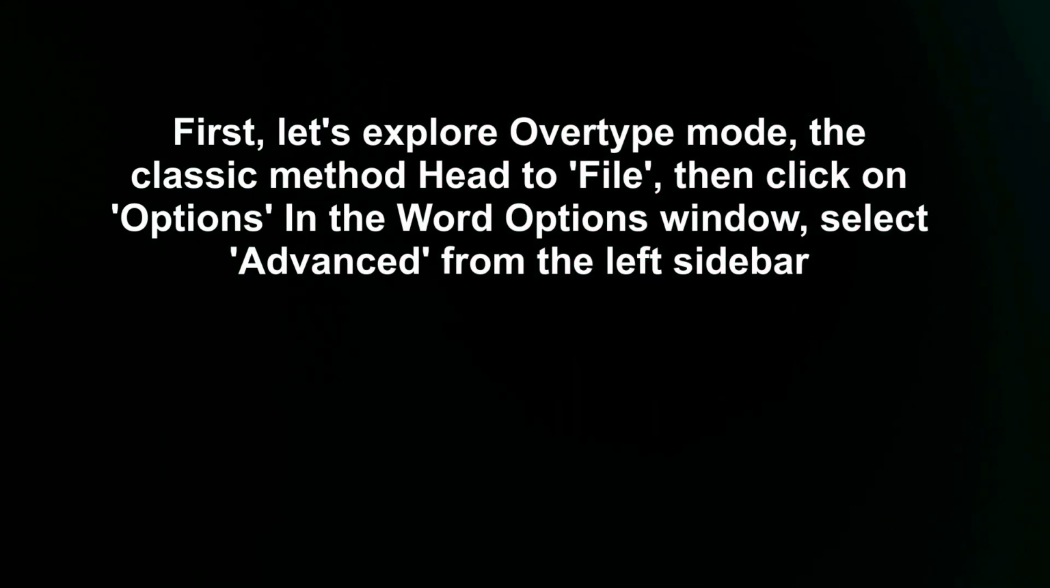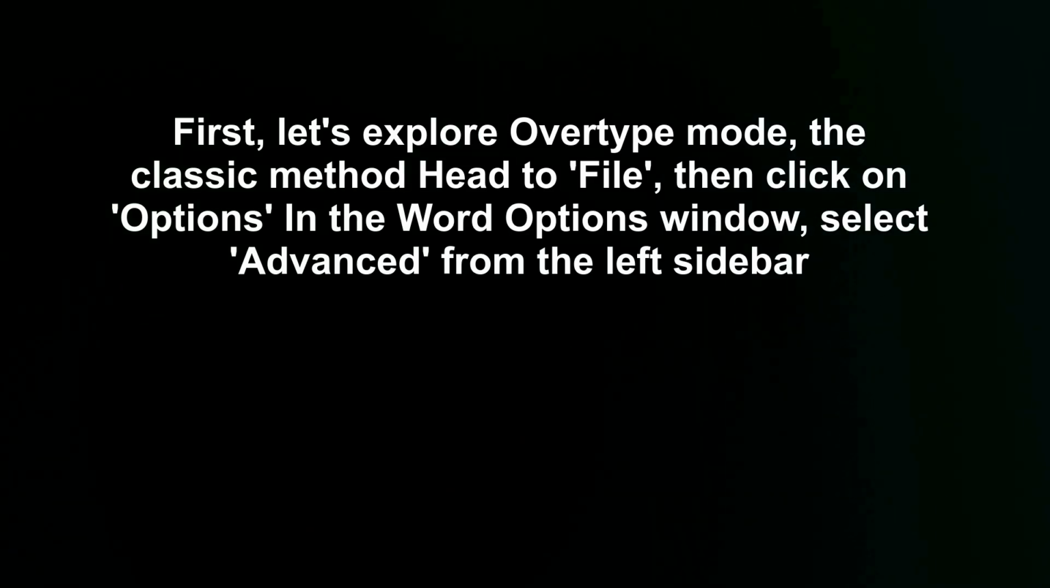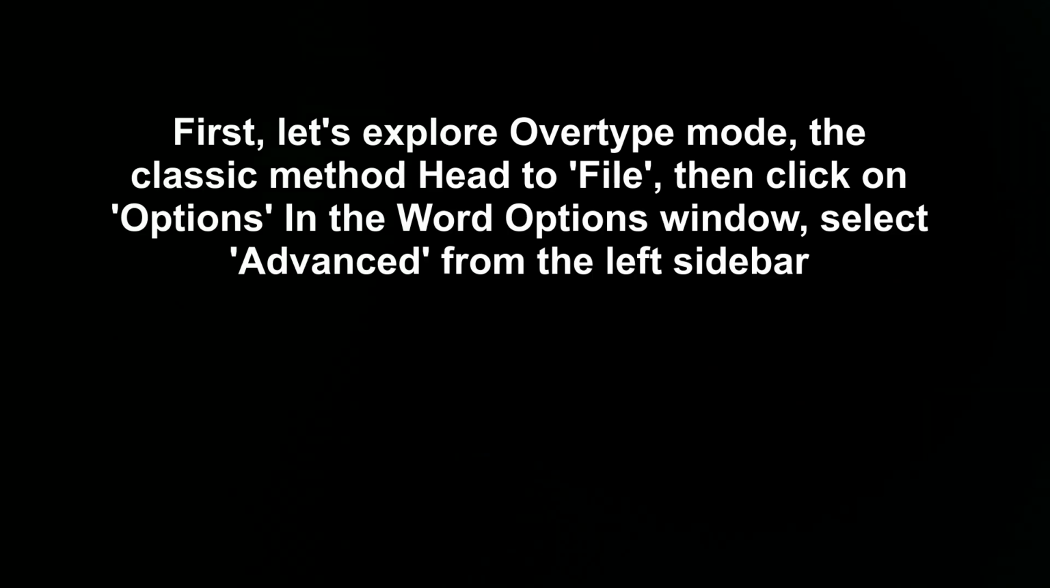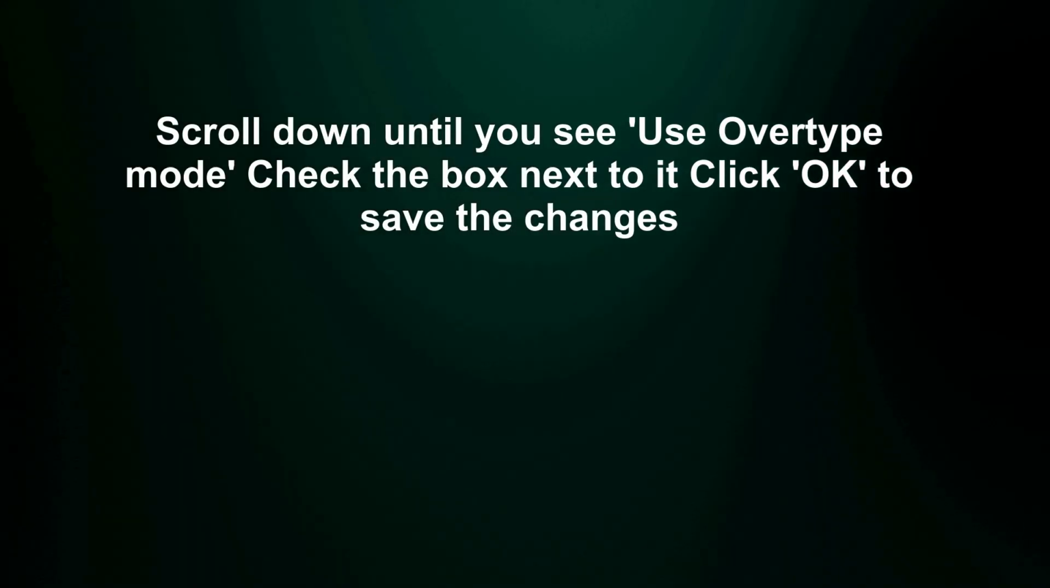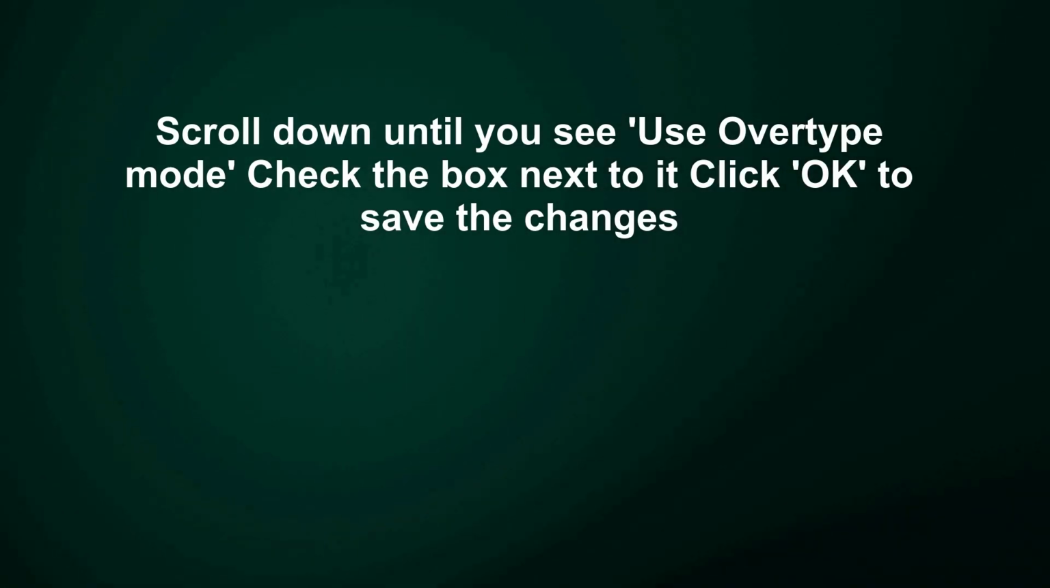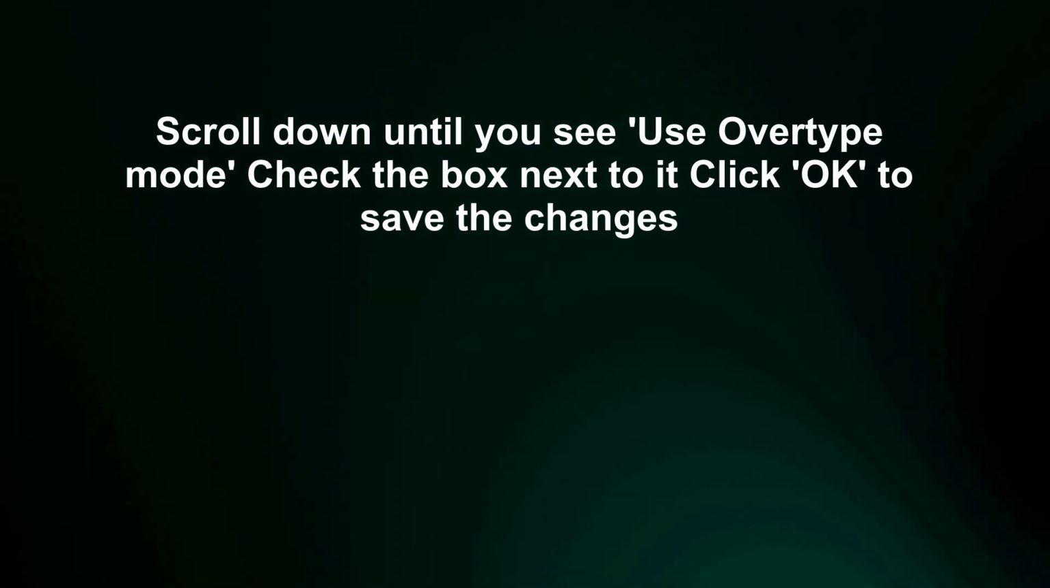The classic method: head to File, then click on Options. In the Word Options window, select Advanced from the left sidebar. Scroll down until you see Use Overtype Mode. Check the box next to it. Click OK to save the changes.